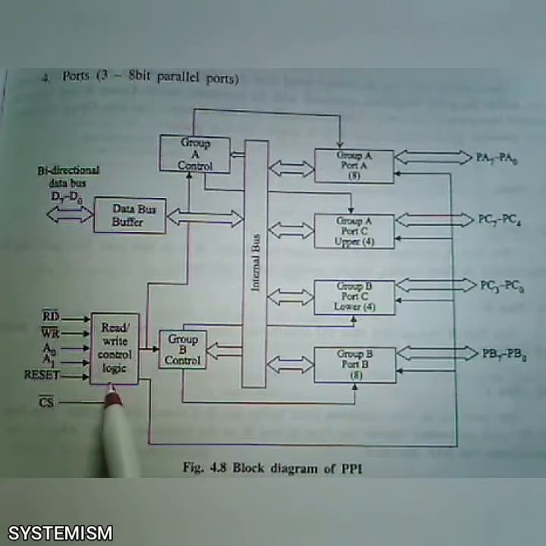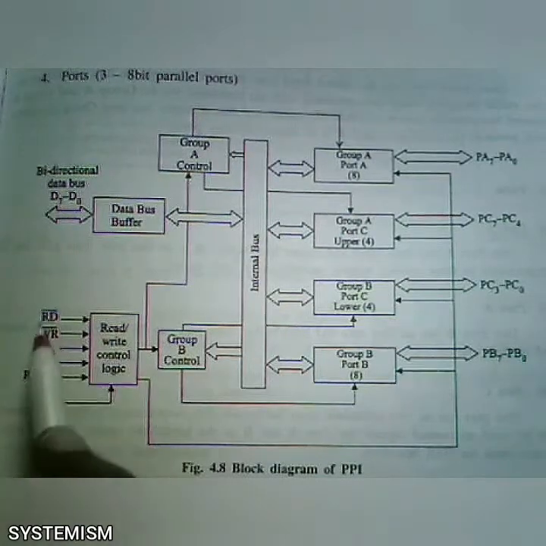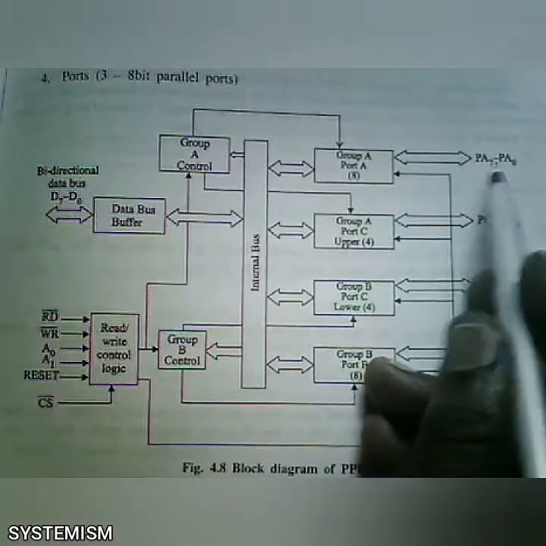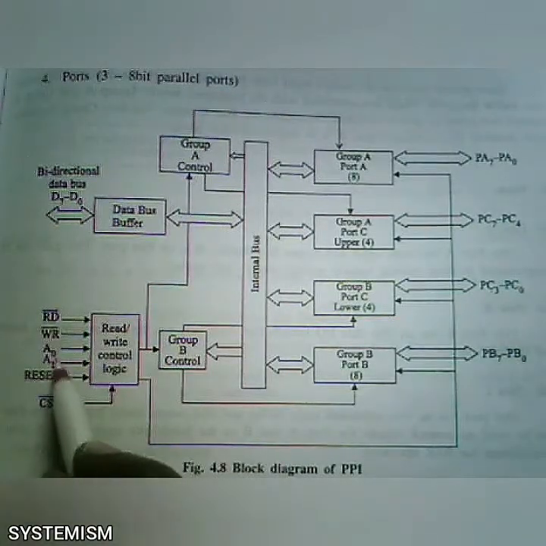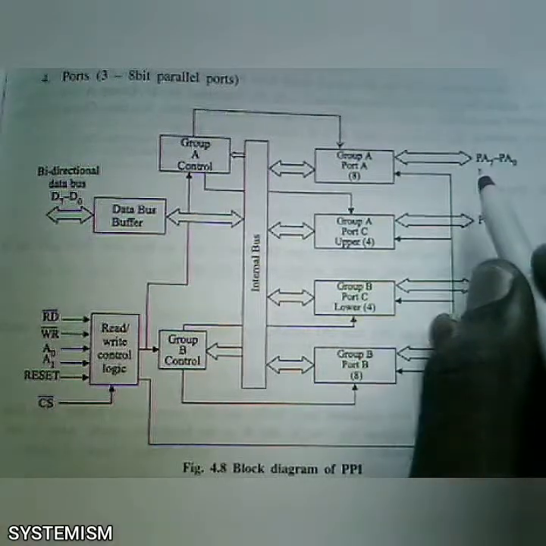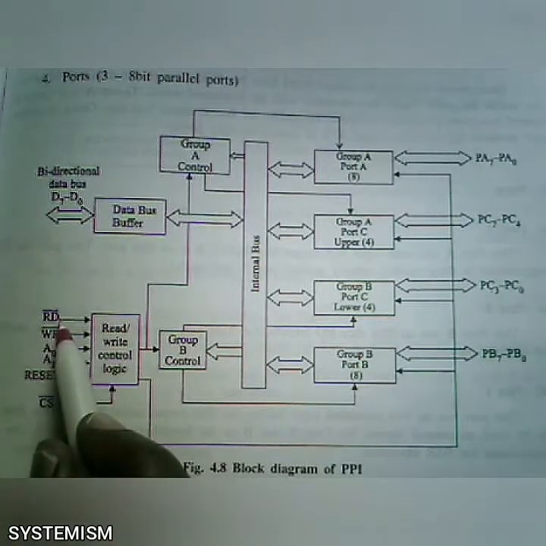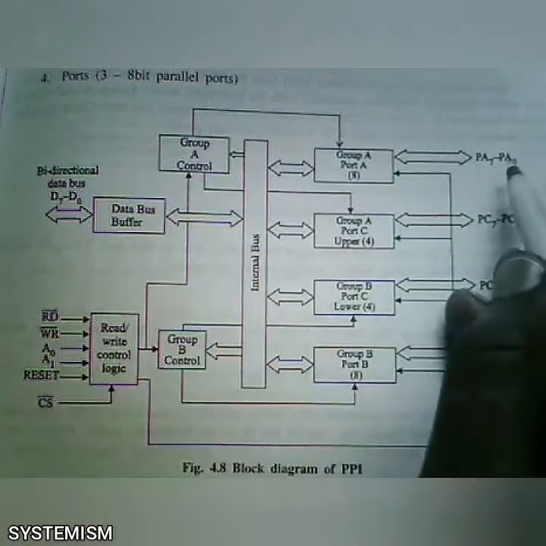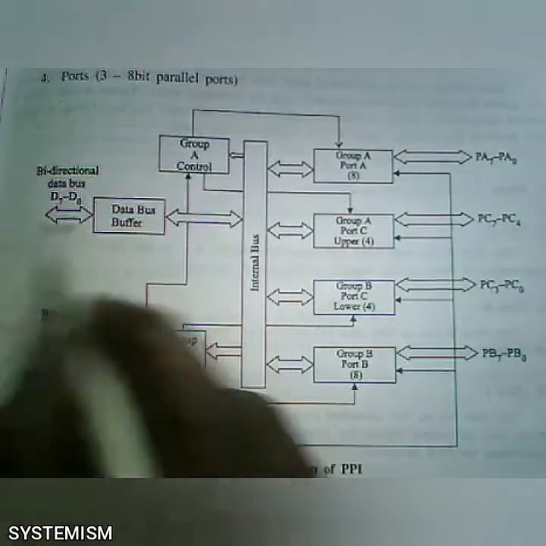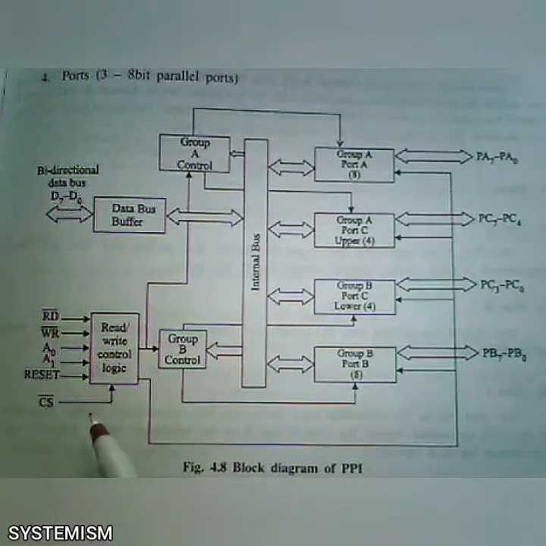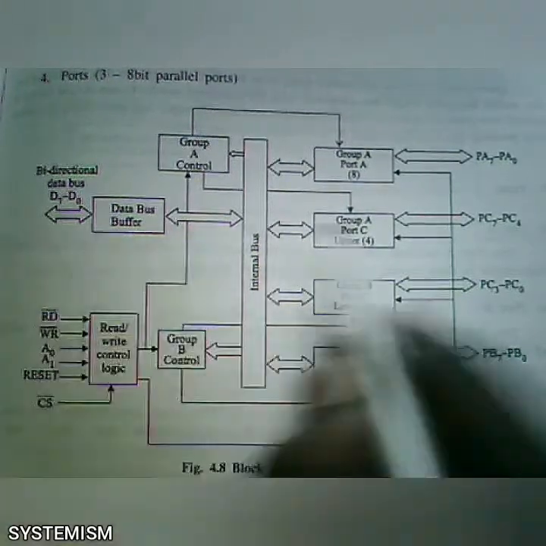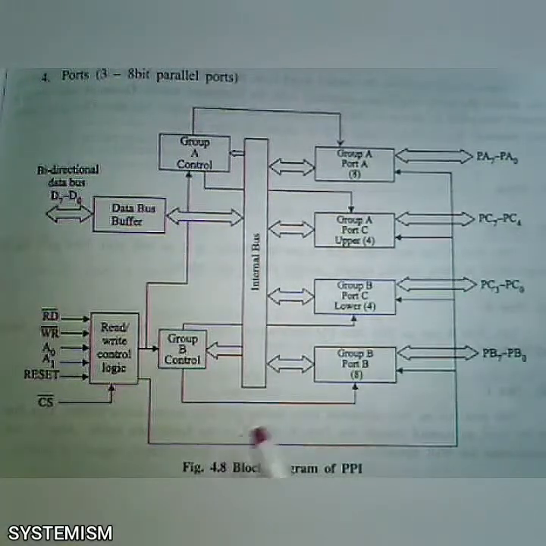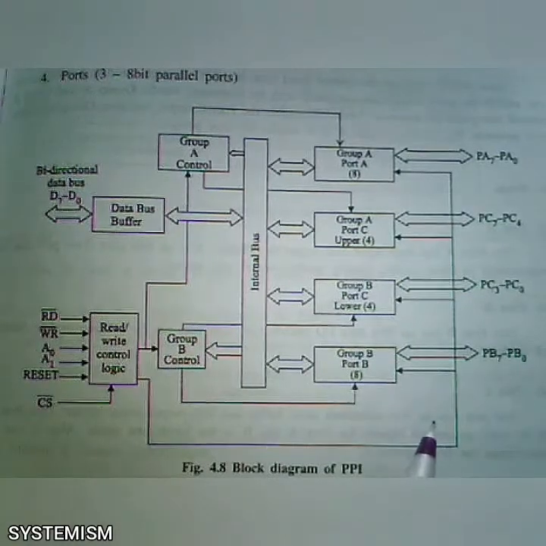This is your control logic, the read write control logic. By means of this you can say whether the data has to be read from the IO device, or written to the IO device. If A0, A1 is 0, 0, then this port is selected. If read is selected, the operation is reading the data from the IO device and transmitting it to the microprocessor. In the same manner, if it is write, then the data has to be transferred to this port. This is the story about the 8255.